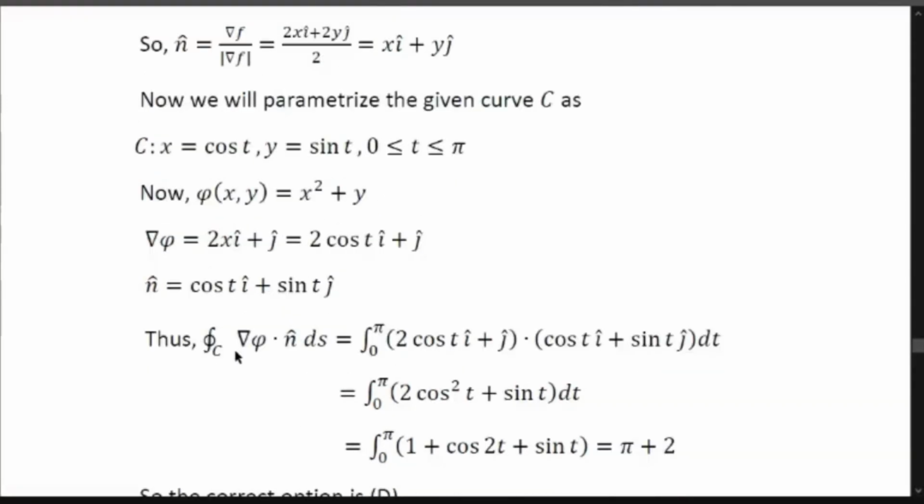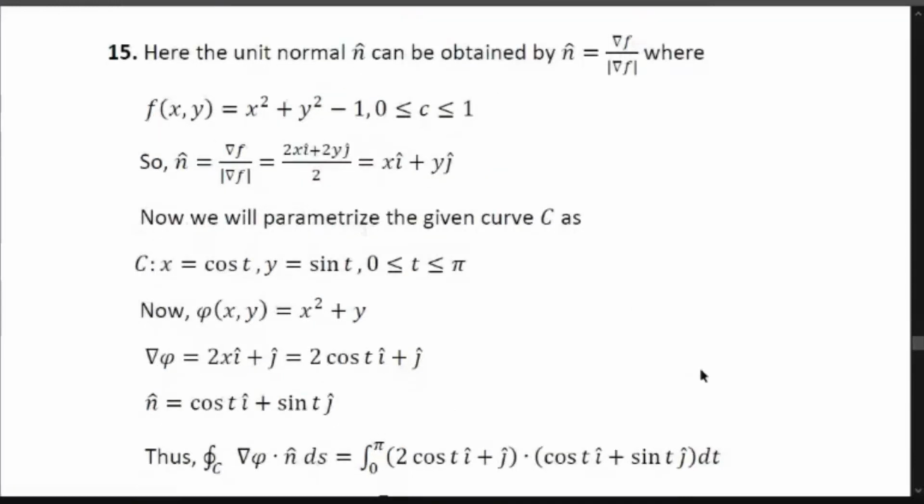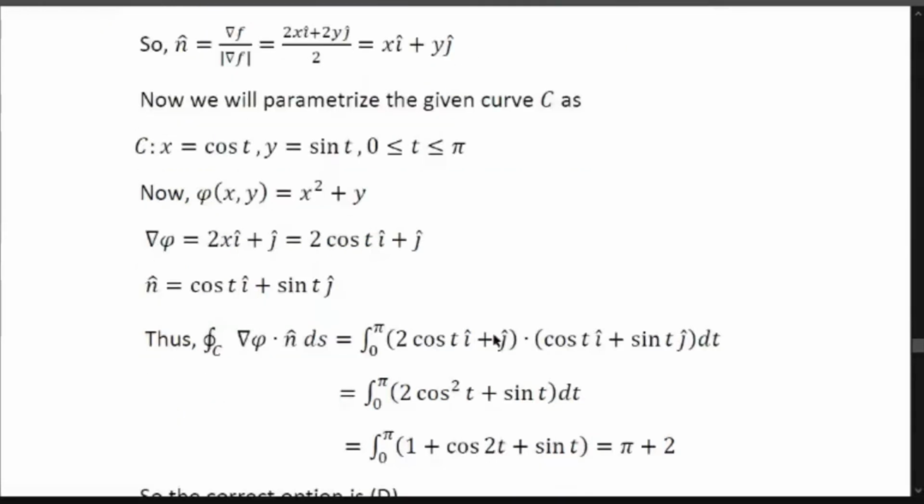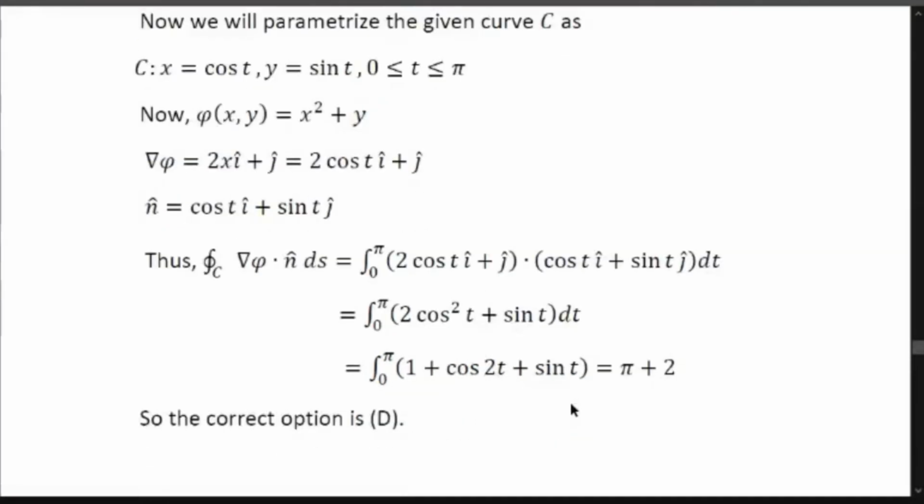Now you can find out ∇φ · n. The integral over C of ∇φ · n ds is the integral from 0 to π. Why did I choose π? The boundary is given for a semicircular disk, so I have to choose up to π only. So the integral from 0 to π of (2cos² t + sin t) dt, where 2cos² t can be written as 1 + cos 2t, plus sin t, which on integrating you will get π + 2. So the correct option is D.